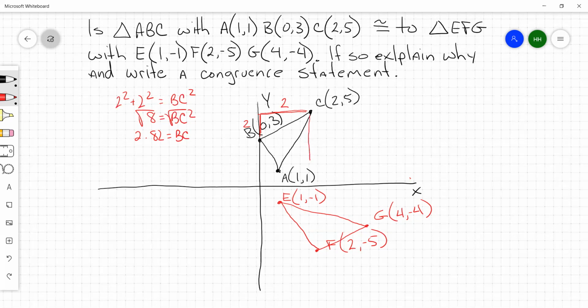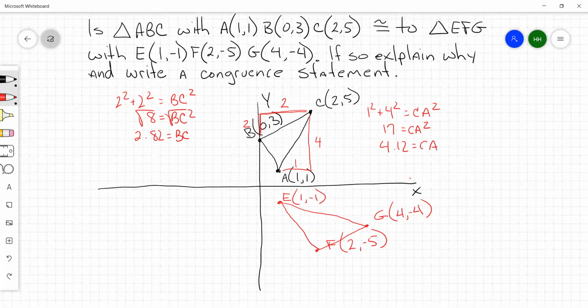I'm going to drop a vertical. I'm going to slide in a horizontal. My vertical change, I go from 1 to 5, which is 4. My horizontal change, let's see, what's my horizontal change here? 1. So 1 squared plus 4 squared equals CA squared. So what is this? 4 squared is 16, and 1 squared, that's 17 equals CA squared. So the square root of 17 is 4.12, so 4.12 equals CA.